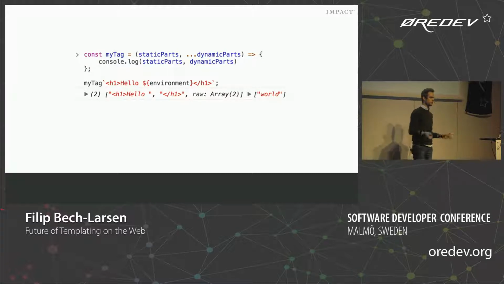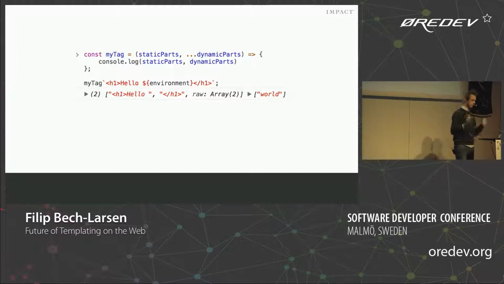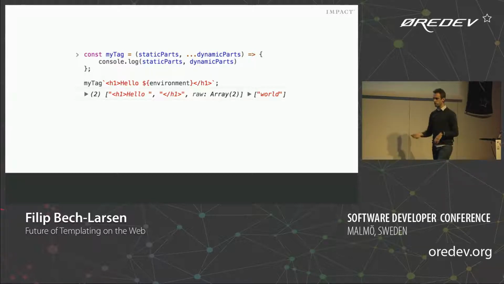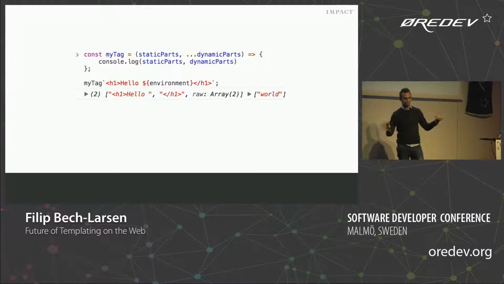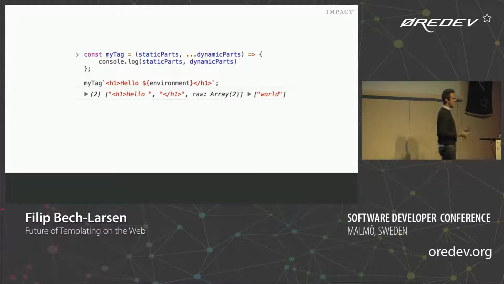Just to show you how it looks, this is a screenshot from Chrome. You see I make a myTag function here. It's just a regular function. Here it's a fat arrow function, but it's just a regular function. And the first argument that is passed to it when you call it is the static parts in an array. So all the static parts of your template are going to be chunked up and put in an array with all of them in it.